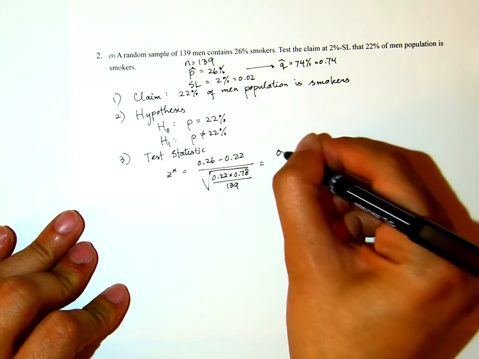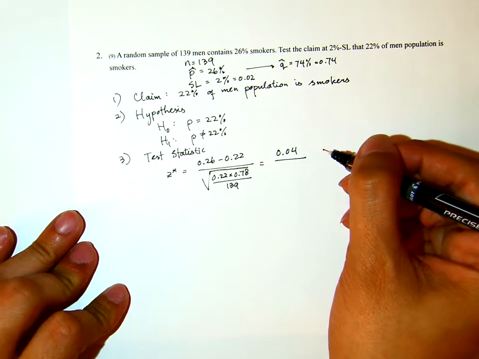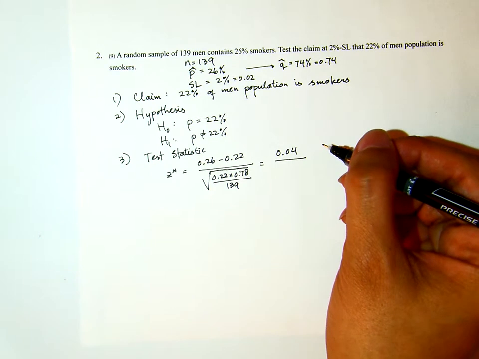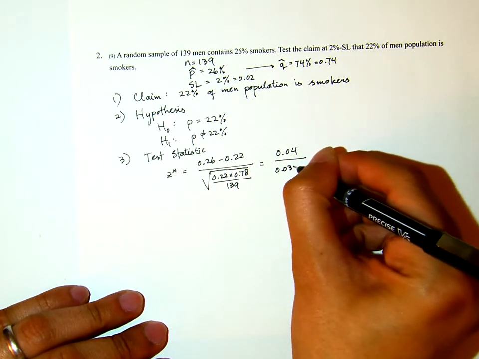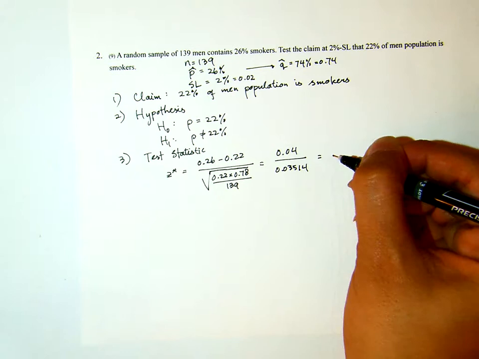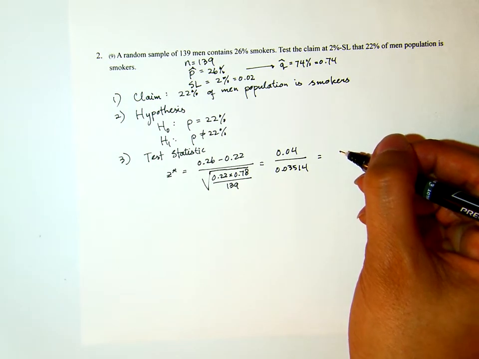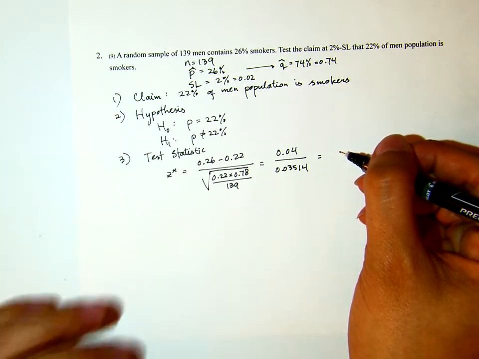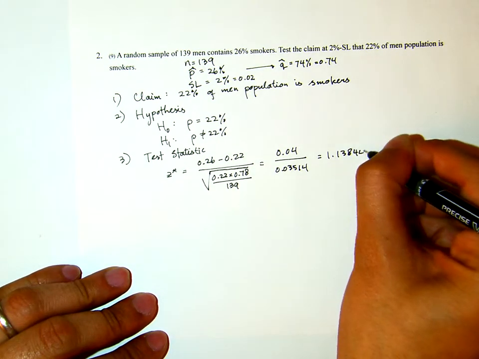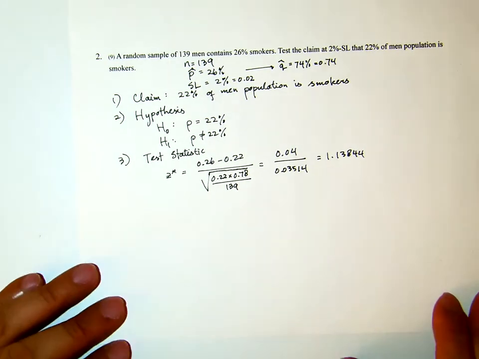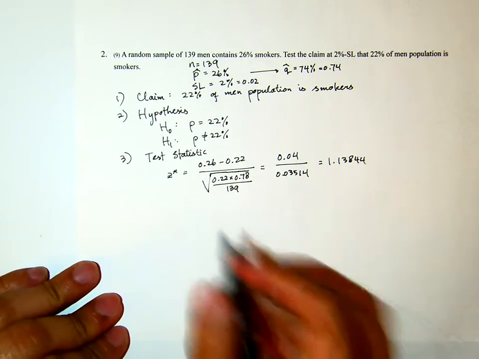Okay, and when I compute this, I get 0.04 over, let's see, 0.22 times 0.78 divided by 139, and then I do the square root. I get 0.03514, and if I divide 0.04 by that, I get 1.13844. Okay, now then let me go on.